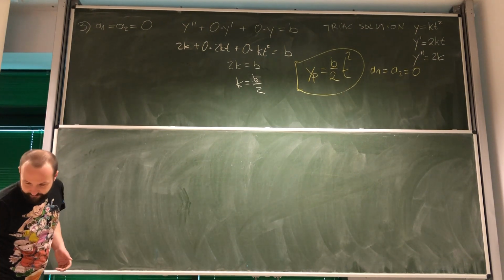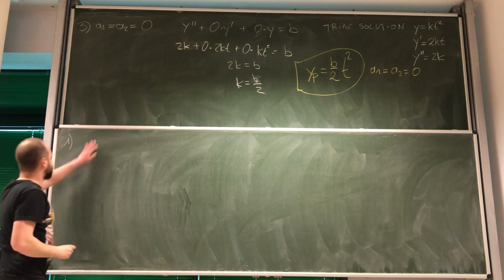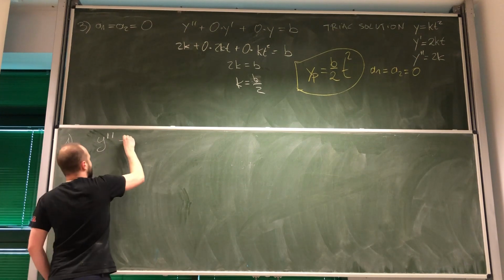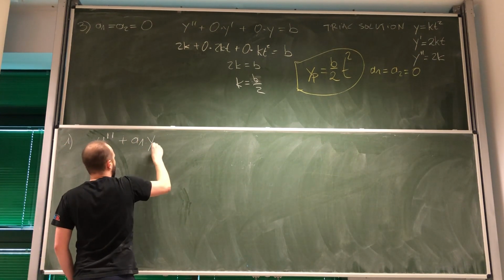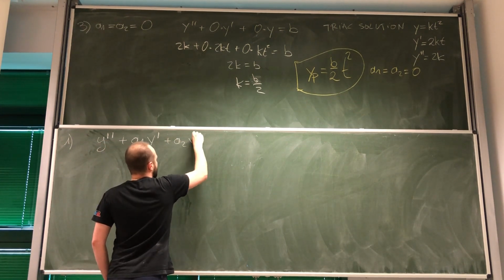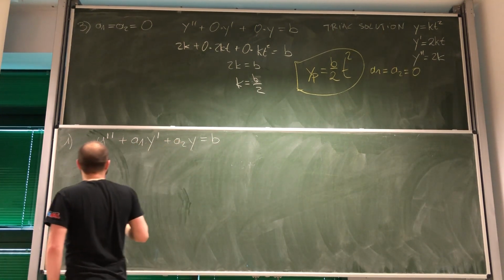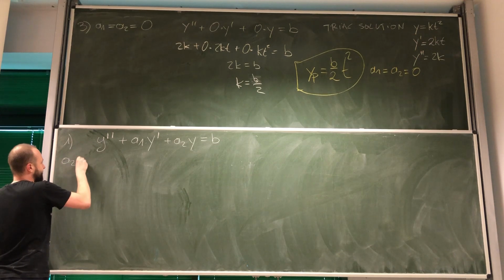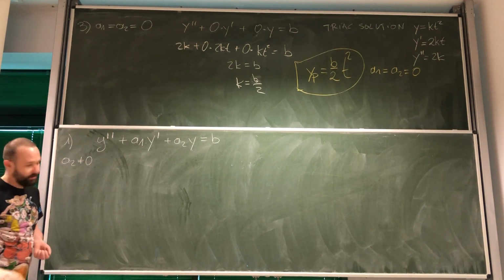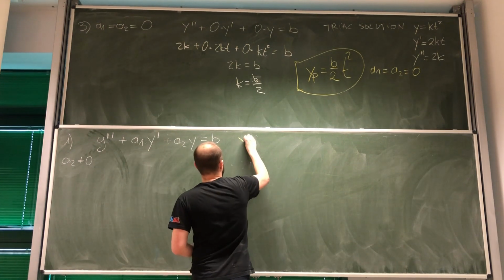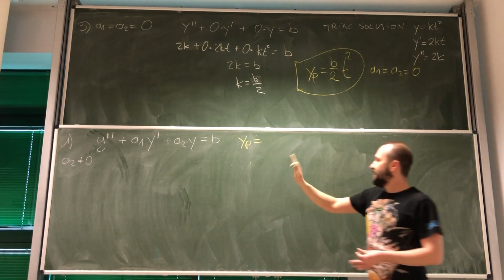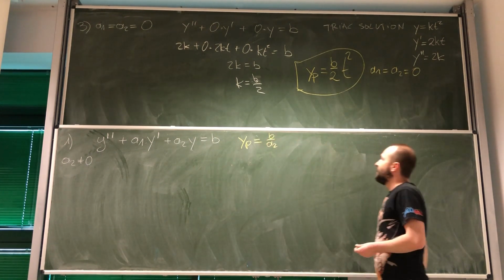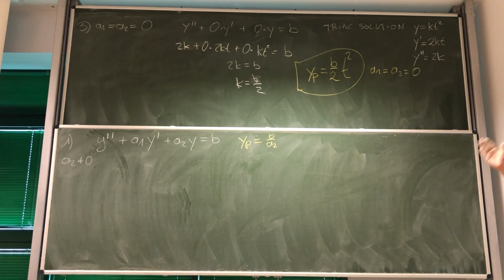Okay, so now, if the equation goes like this, y bis plus a1 y prime plus a2 y equals b, and we've got that a2 is different than 0, the solution, the particular integral, is b over a2. And look, this is a constant solution.